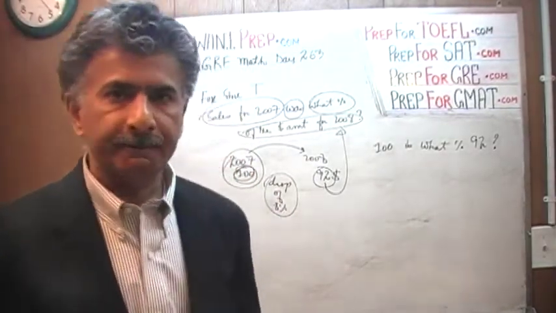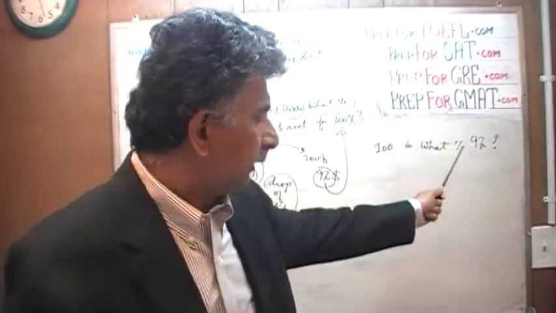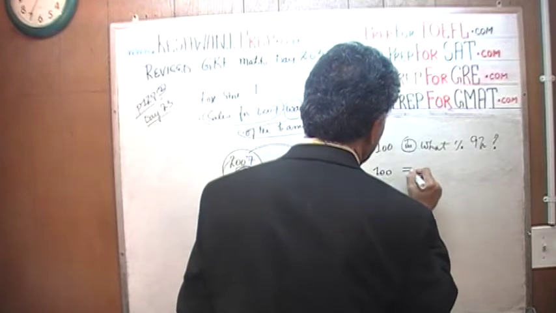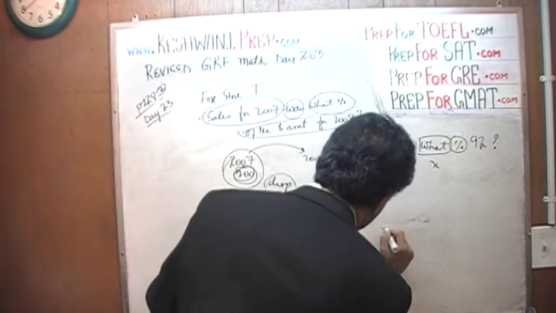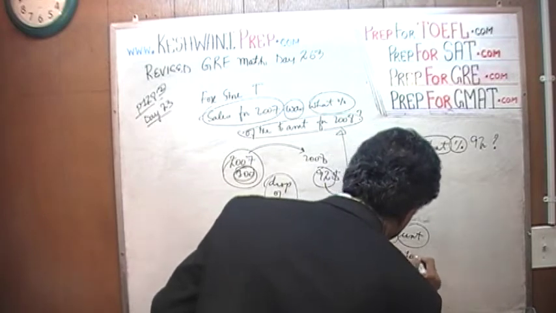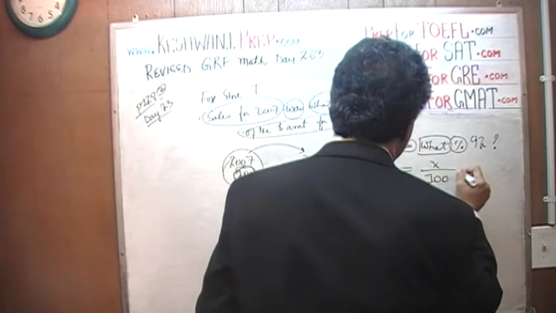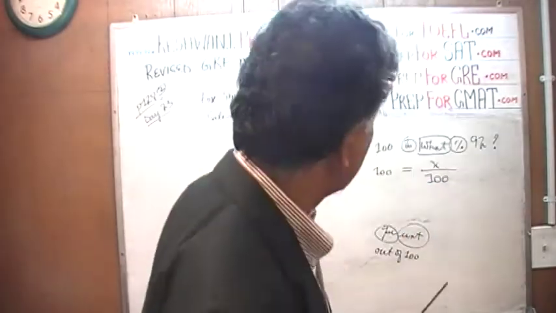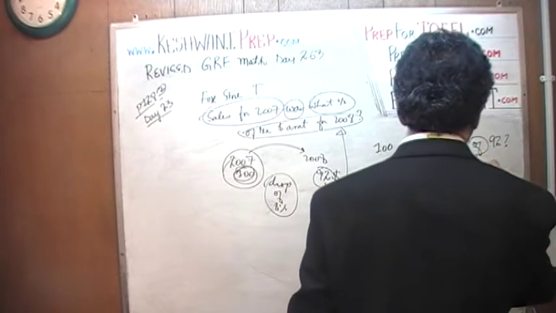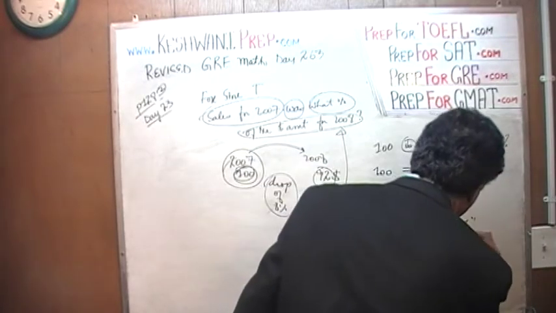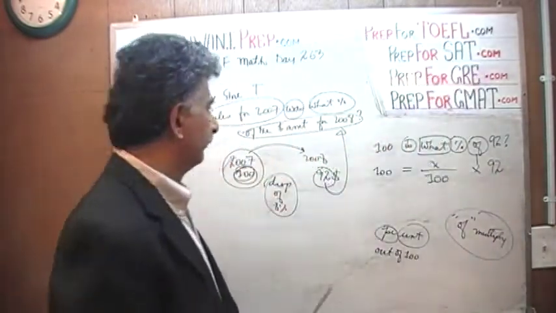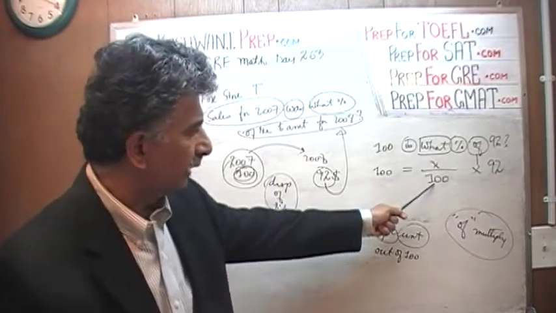In those percentage problems, we learn how to convert an English language sentence into an equation. It's very straightforward. 100 'is' means equals, what is our unknown, percent. The word percent means per 100 or out of 100. 100 is what percent of 92. And 'of' means multiply. There you go, that's our equation. We're going to put that equation here: 100 equals x over 100 times 92.